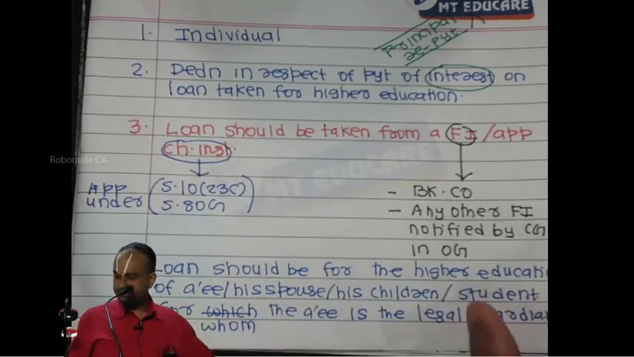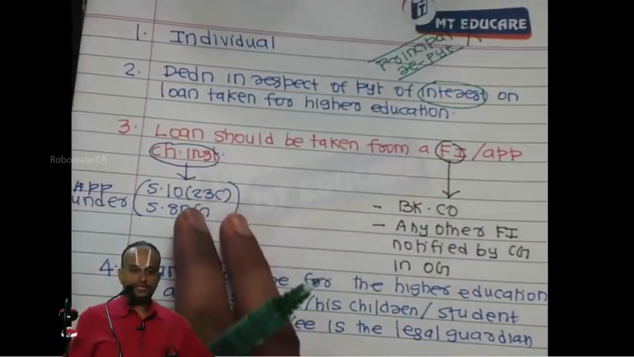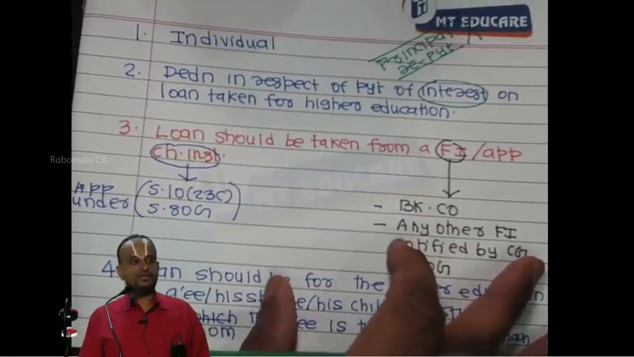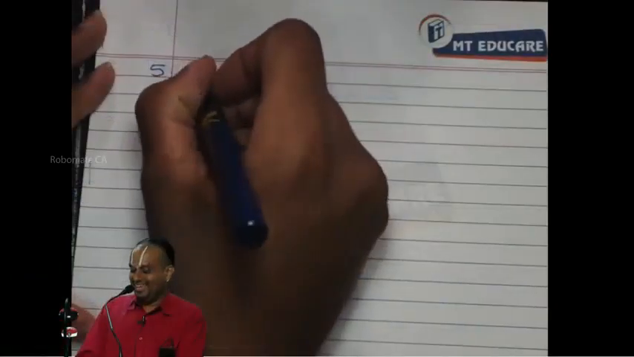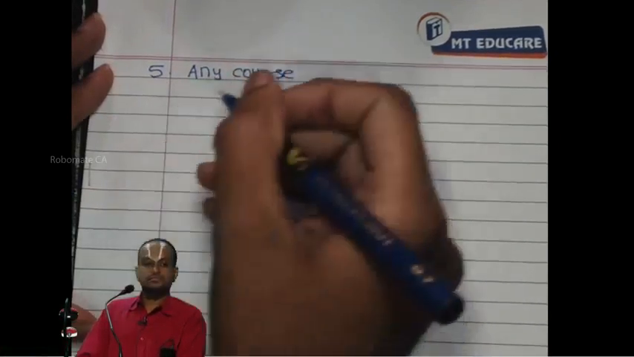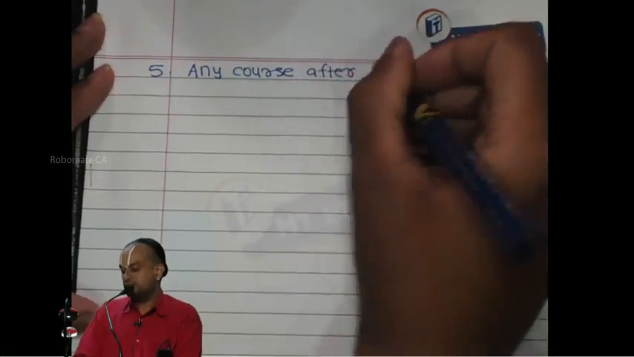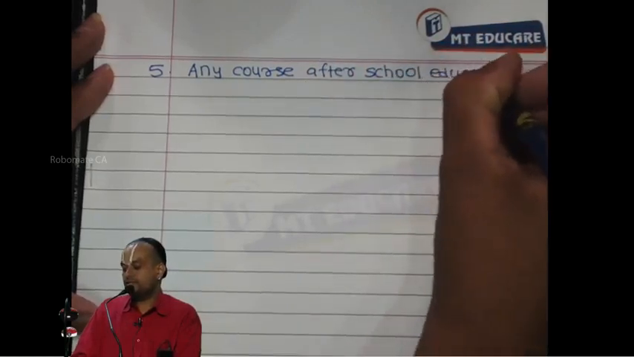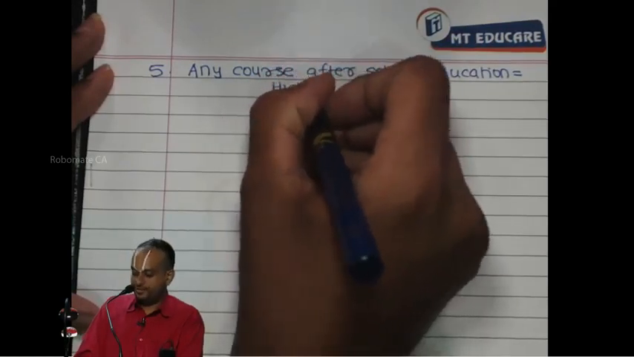Now what is higher education you should know. After school education, whatever course you pursue, that is higher education. Even if you pursue a diploma course, that becomes higher education. Any course after school education becomes higher education.